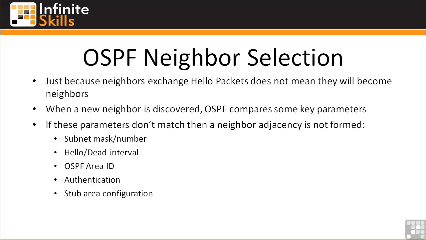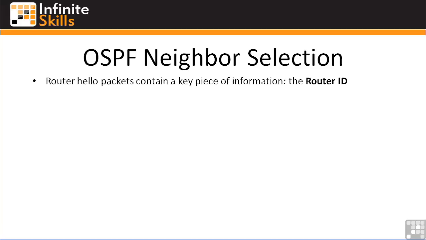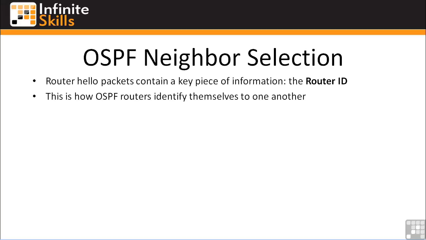So let's pick up with our discussion of OSPF neighbor selection. Now, one of the things we mentioned that gets sent in every hello packet is the router ID. And the router ID is how OSPF routers identify themselves to one another. Obviously, since every OSPF router knows about every other OSPF router in the network, or at least in the area it's in, OSPF has to pick an identifier that is fairly static.